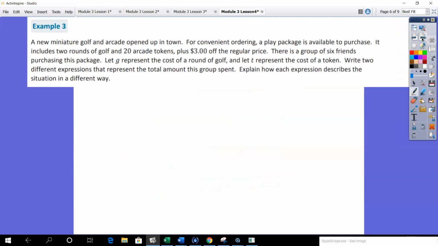Okay, and example number 3. You are going to pause the video and try it on your own, and go ahead and you may discuss with your group. Okay, so you were asked to write 2 different expressions that represent the total amount that the group spent, and then explain how each describes the situation in a different way.